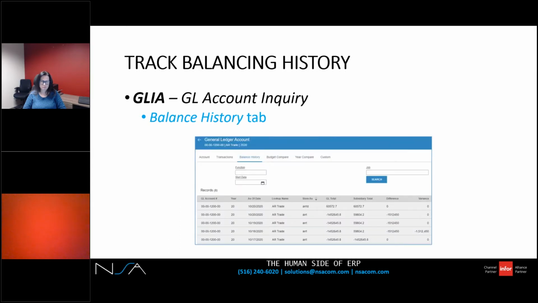Well, if you have that flag set to yes, then you can go into your GLIA account inquiry, and you can look at the balance history tab and get a listing of what the general ledger total was, the subsidiary, and what the difference was, so that you can look for variances going back on a daily basis. You can see when things are going out of balance and respond to that, rather than being as dependent on looking at the reports. Looking at the reports is good, but sometimes people misplace them, don't get a chance to look at them, delete them from their emails, or can't find them on the server, whatever the reason is. So the GLIA balancing history is an excellent thing.